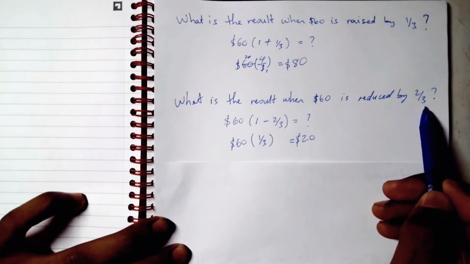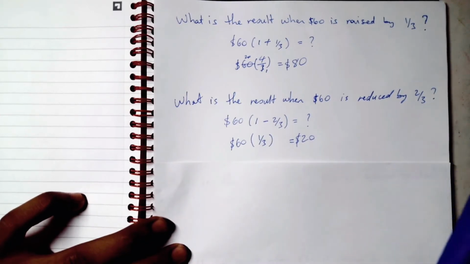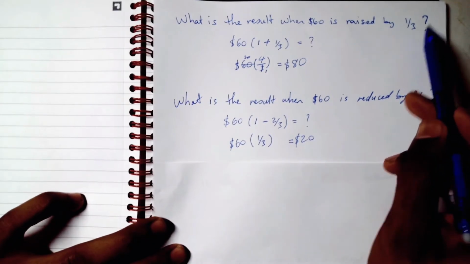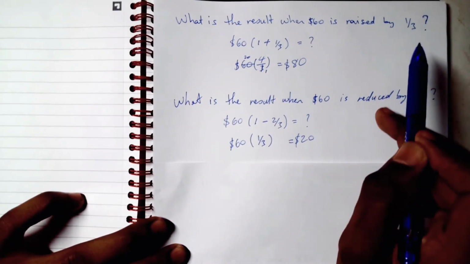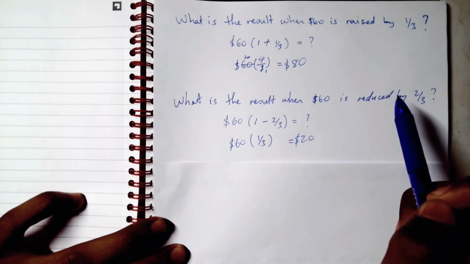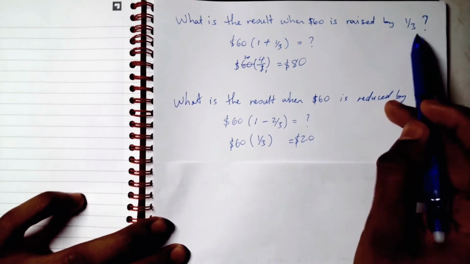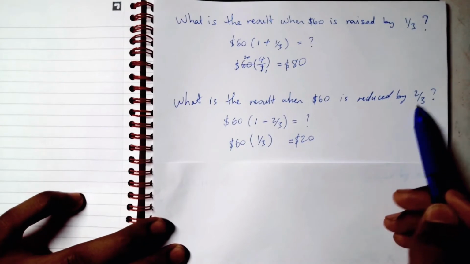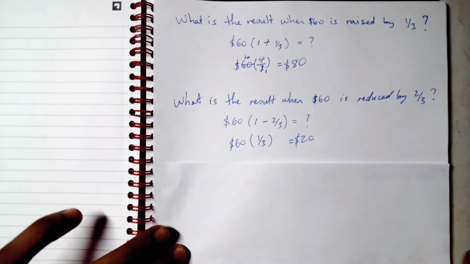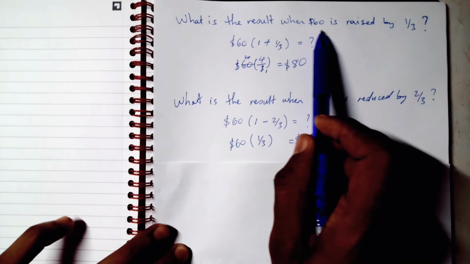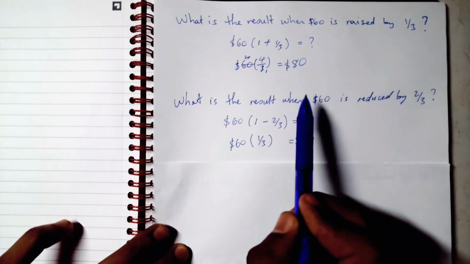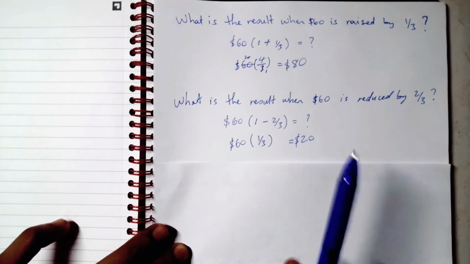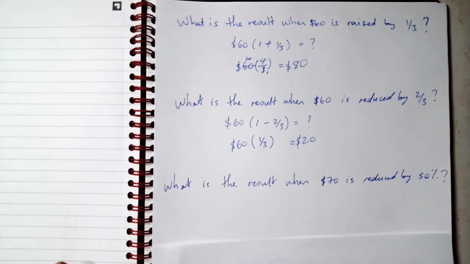And 2/3 is the same thing as 66.66%. 1/3 is the same thing as 33.333%. It's basically dividing 100 by 3 and dividing 100 by 3 here and multiplying by 2. All right, so you see 60 increasing by a third and 60 reducing by 2/3. All right. One more example.